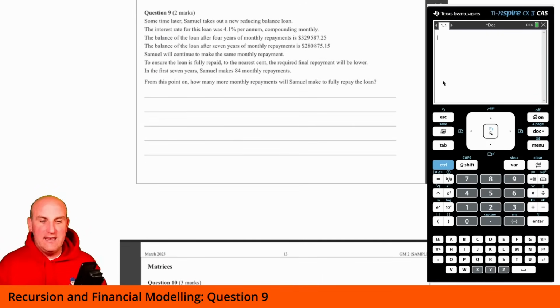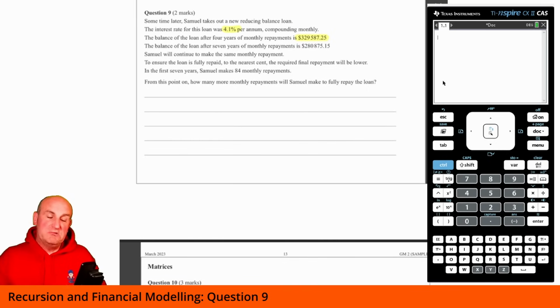Some time later, Samuel takes out a new reducing balance loan. The interest rate for the loan was 4.1% per annum. Okay, that's going to be important. I know that's going to be important. The balance of the loan after 4 years is this. Now, again, this is a bit of a trick for VCAA because the principal value of a loan can be taken at any start point, right?